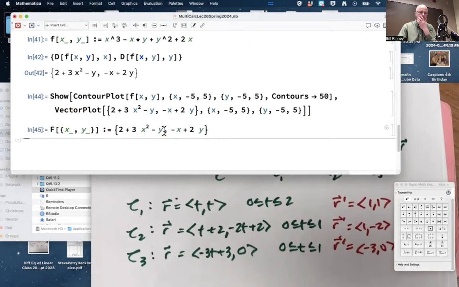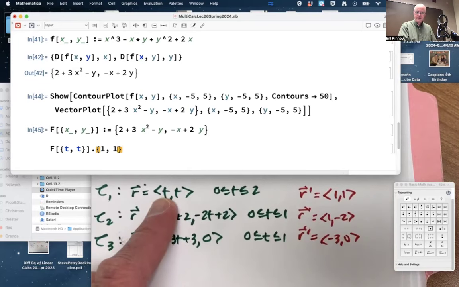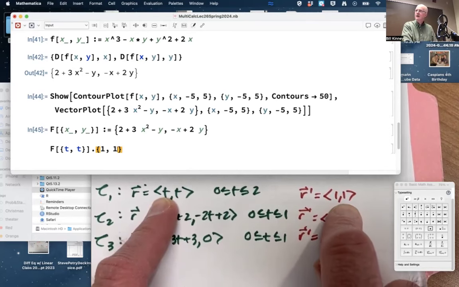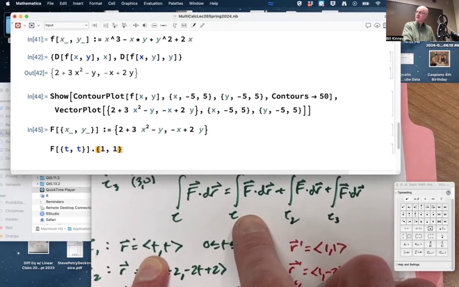For example, let's figure out what f dot r prime is in each case. For C1, I'd plug in t comma t into f. And I would dot that with the constant vector 1, 1. I'm computing the dot product of this thing plugged into f with that constant vector 1, 1. That's going to be the integrand for this first integral over C1 as t goes from 0 to 2.